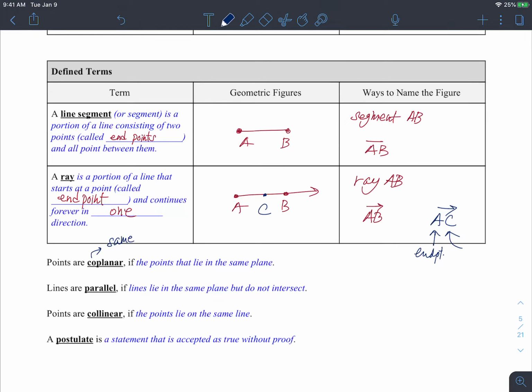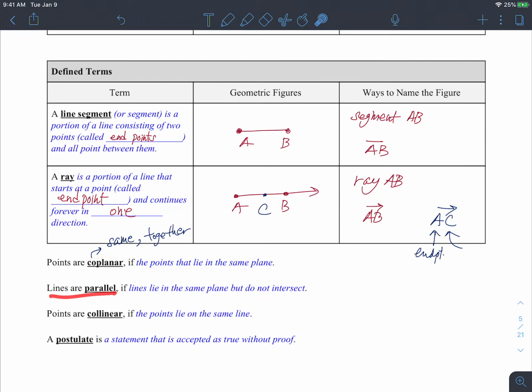Its prefix comes from a Latin word, right? And it means the same or together, right? That's what it actually means. And planar, as you could tell, means plane, so it's in the same plane, right? So once you feel the root words, it's actually a lot easier. The points are coplanar if the points lie on the same plane, right? The name says it all.